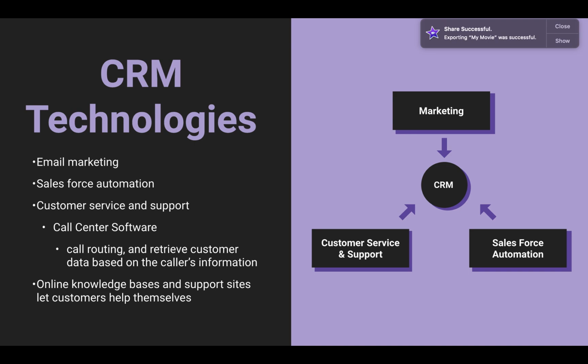Online knowledge bases and support sites let customers also help themselves. Call center software can queue calls, let callers know the approximate waiting time, offer menu options for call routing, and retrieve customer data based on the caller's information so agents can quickly find answers as well. For example, if you call your internet service provider and ask, "When is my account due?" or "How much do I have to pay?" they can just pull up your account in the CRM technologies and tell you the information that you are looking for.